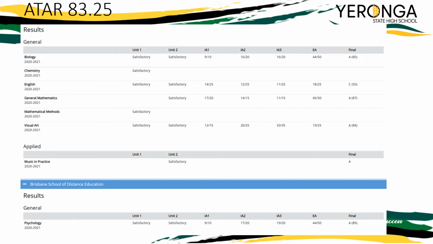Here's another example where a student studied biology, English, general maths, visual arts, and did psychology through distance education. The student received mostly A's, but 1 C, and they scaled them to an 83.25.